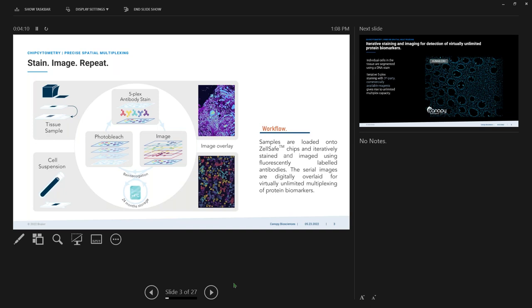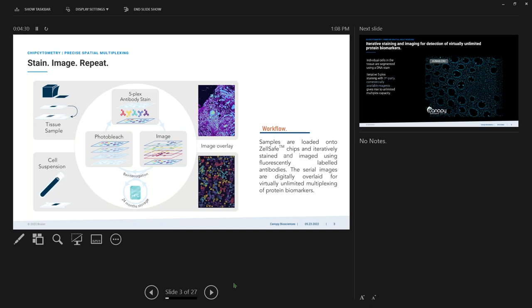We can do this with tissue samples as well as cell suspensions like PBMCs. I'd be happy to talk about the differences there. Most of what I focus on here is tissue samples, because that's where there's the biggest differentiation, especially relative to flow cytometry. But you can do cell suspensions also.